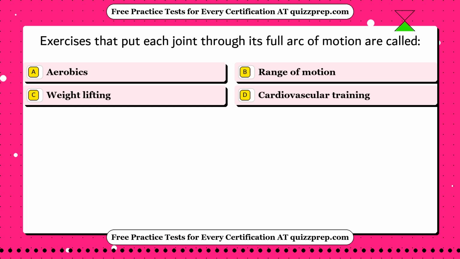Question 22. Exercises that put each joint through its full arc of motion are called: Option A, aerobics. Option B, range of motion. Option C, weightlifting. Option D, cardiovascular training.